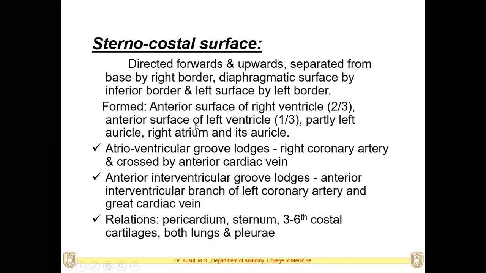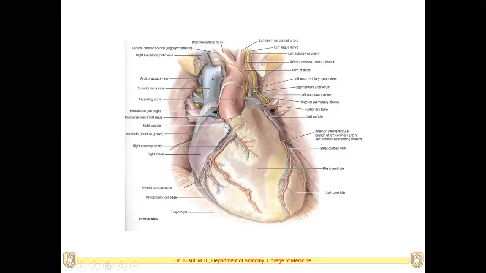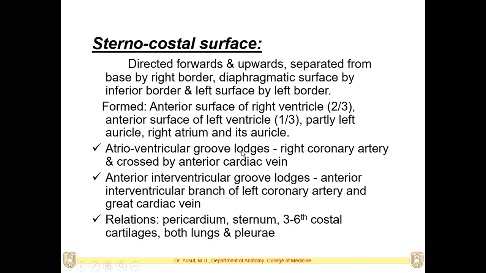The right atrium and its auricle can be seen. Auricle means a small projection from the right atrium. This is the right atrium, and it has a projection called an ear-like structure. This is called the right auricle. Auricle means ear, so the ear of the heart. This is the right atrium, and the ear of the right atrium is this right auricle. These are all seen on the sternocostal surface.